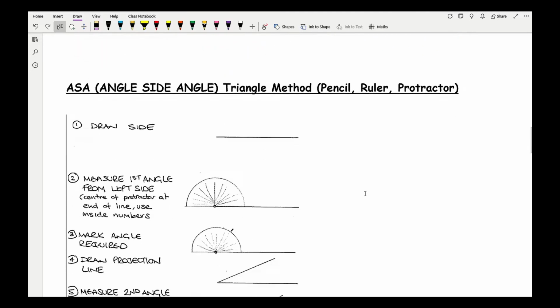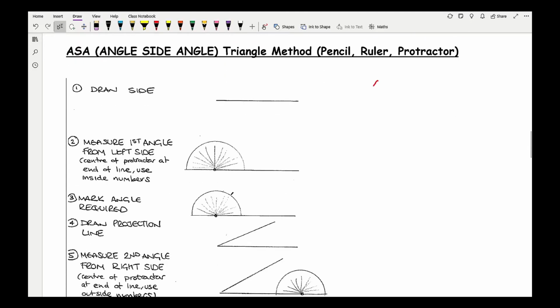Now, if you had an angle side angle, so for example, if I had 60 degrees, 40 degrees, and let's say 6 centimeters, then the first thing I'll do is draw the side, which is 6 centimeters. From one end, again making sure you've got the center of the protractor on one end, I'd measure one of the angles, so let's just go for 60 degrees. I mark 60, put a little dash there, which I've done, and then draw a projection line through that little dash.